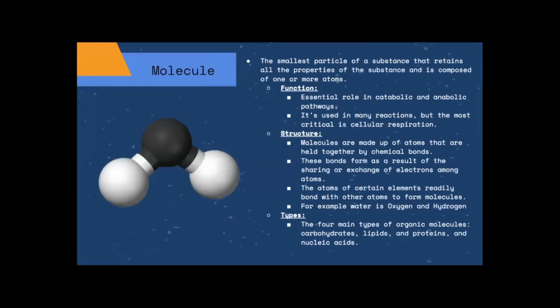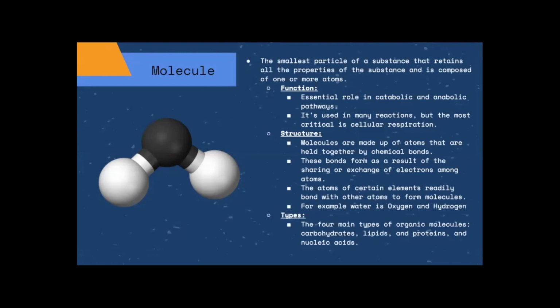The next structure we have is the molecule, the smallest particle of a substance that retains all the properties of the substance and is composed of 1 or more atoms. The function of a molecule is that it has an essential role in catabolic and anabolic pathways. It's used in many reactions, but the most critical is cellular respiration. The structure of a molecule is made up of atoms that are held together by chemical bonds. These bonds form as a result of the sharing or exchange of electrons among the atoms. The atoms of certain elements readily bond with other atoms to form molecules.